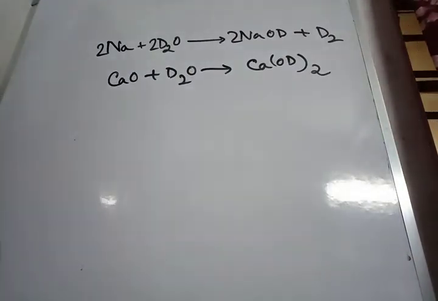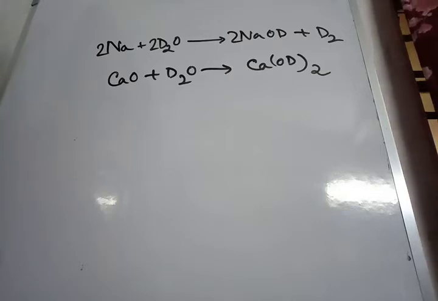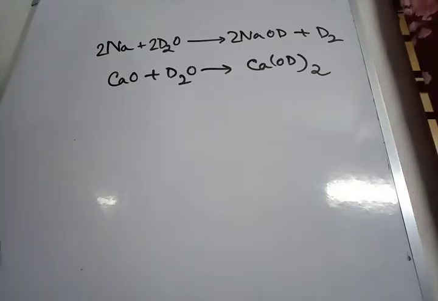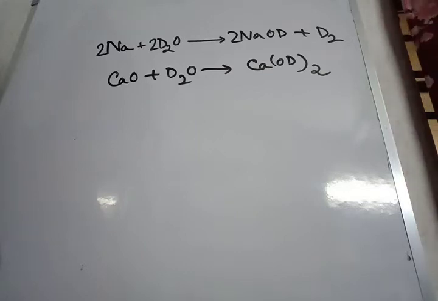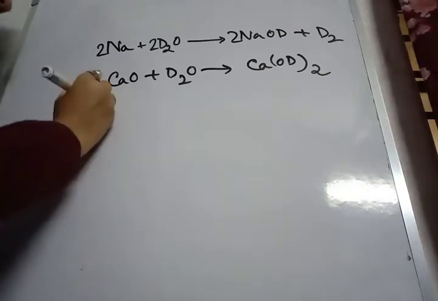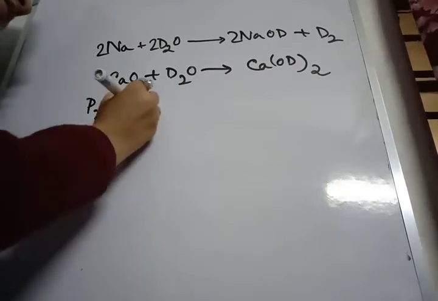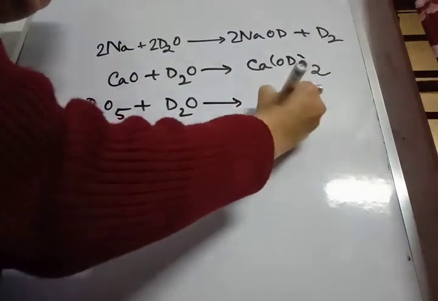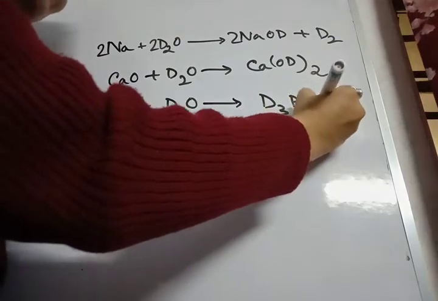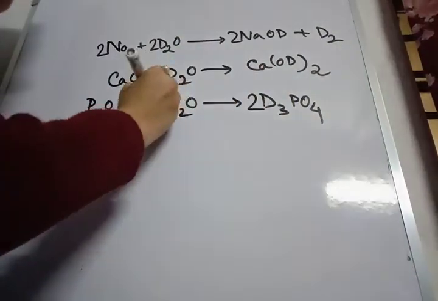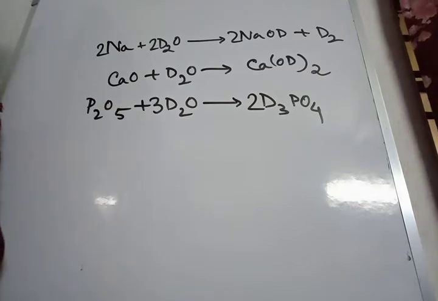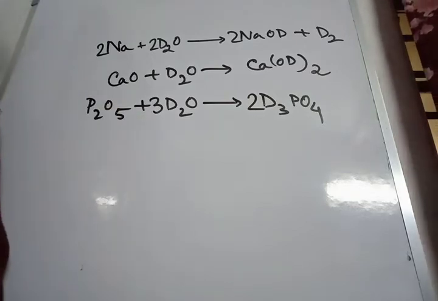Next, action with the non-metallic oxides. Non-metallic oxides like phosphorus pentoxide, sulfur trioxide, etc. readily dissolve in heavy water, forming corresponding deuteroacids. Phosphorus pentoxide dissolves in D2O to form deuterophosphoric acid. Similarly, sulfur trioxide will dissolve in D2O to form deuterosulfuric acid.